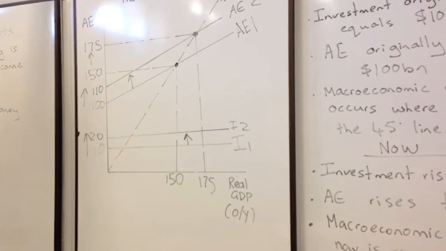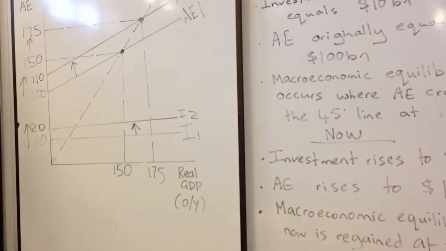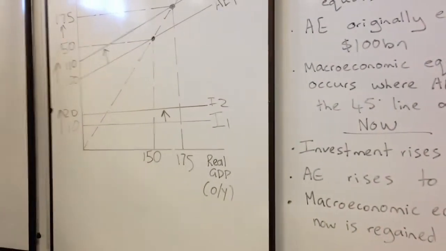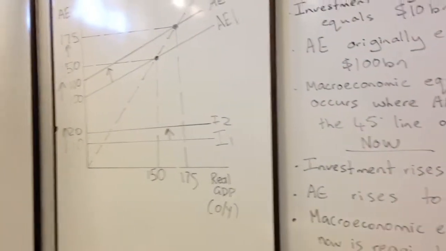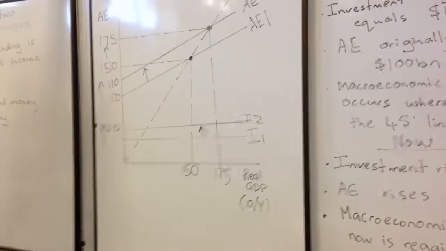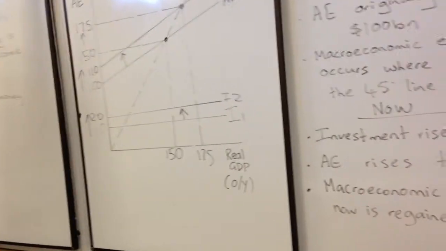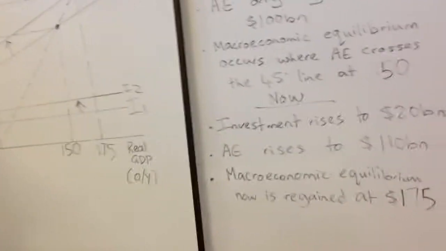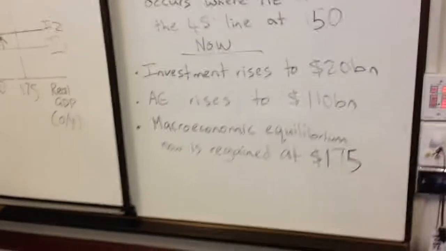What can we learn from this? We can learn that a small change in investment of 10, from 10 to 20, results in a bigger change in the level of output and income in the economy. Okay, so a small change of 10 results in a 25 increase in output and income.